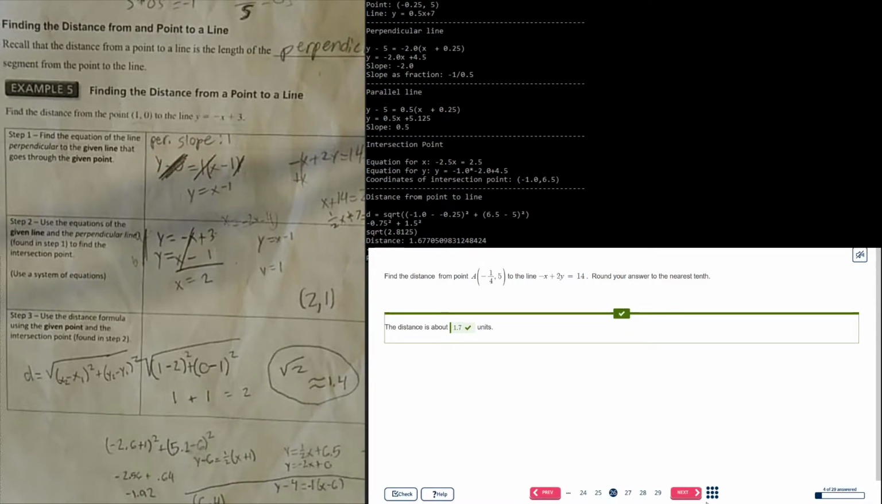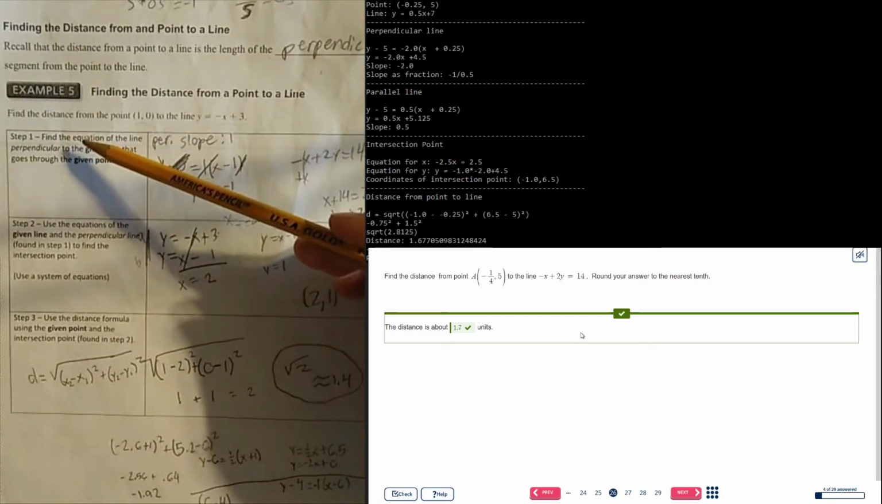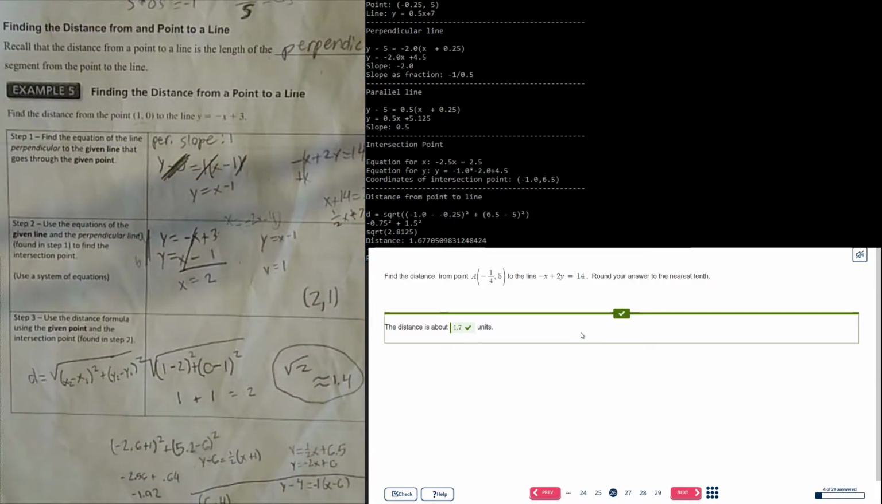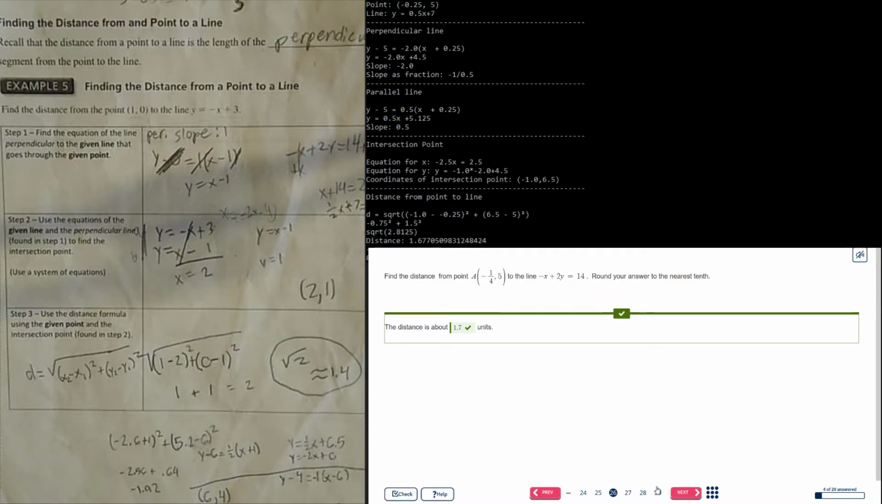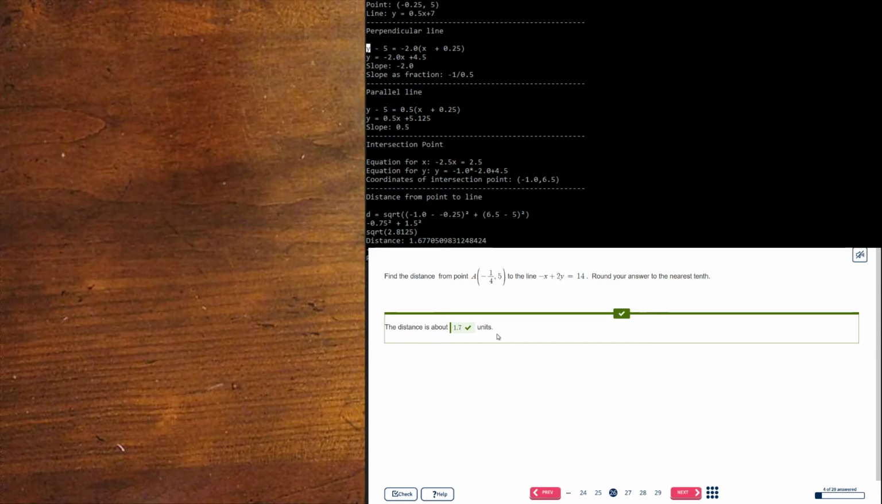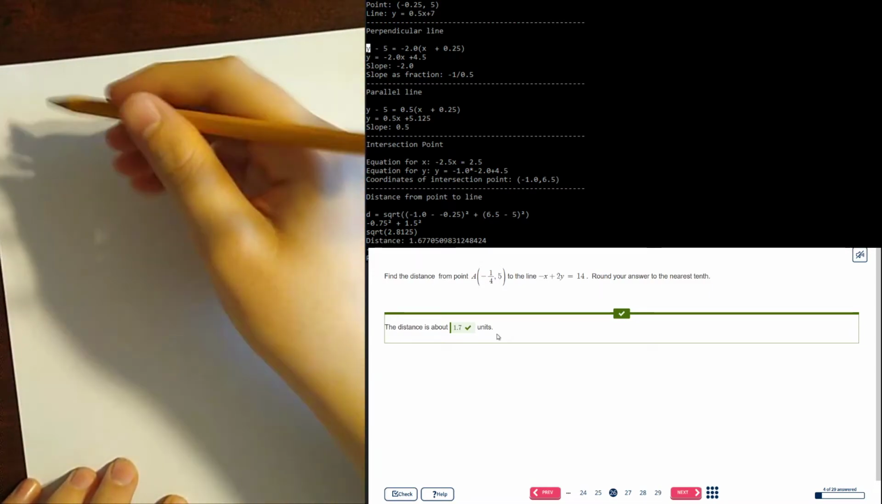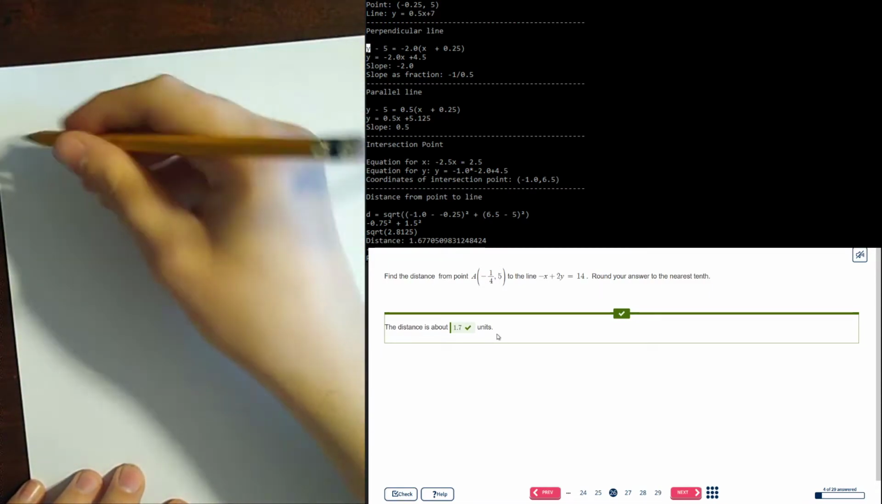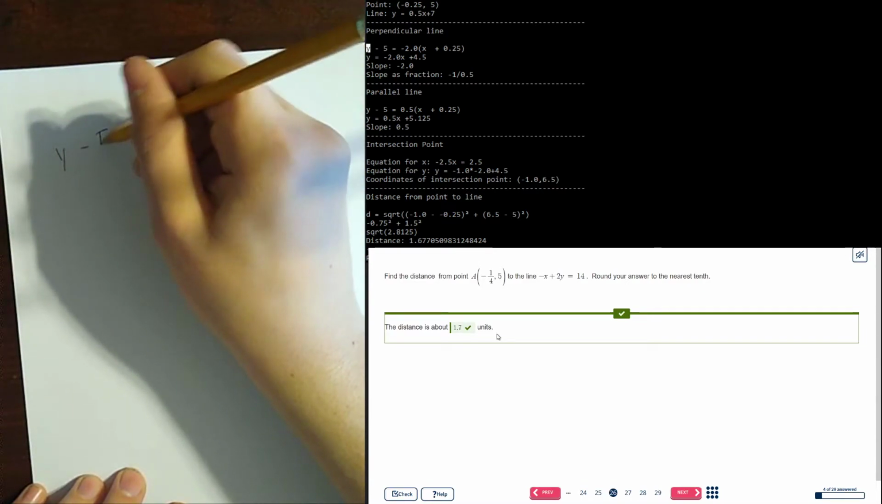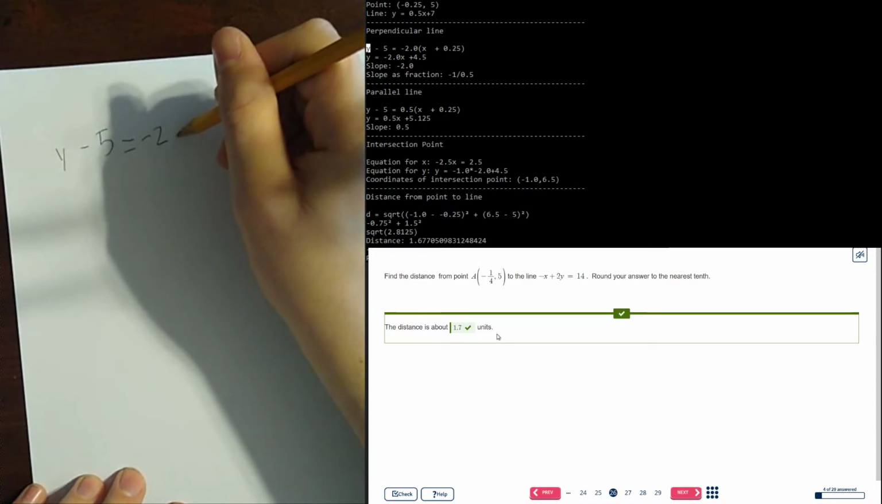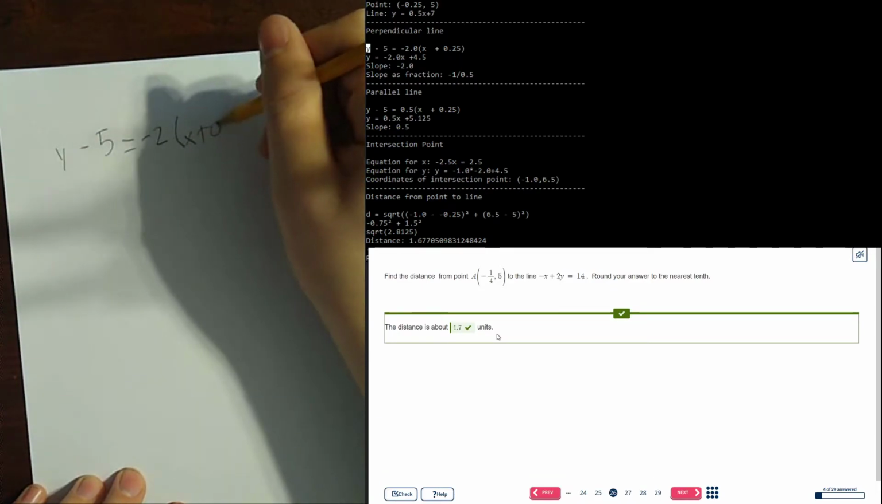Now, if your teacher asks you to show your work, this is what you can do. You'll notice here that the first step is to find the equation of the perpendicular line. If you look in our program here, you're going to notice that this is the first step. This is the unsimplified equation. This is what you're going to write down first. So on a blank piece of paper, you're going to go ahead and write y minus 5 equals negative 2, and then x plus 0.25.